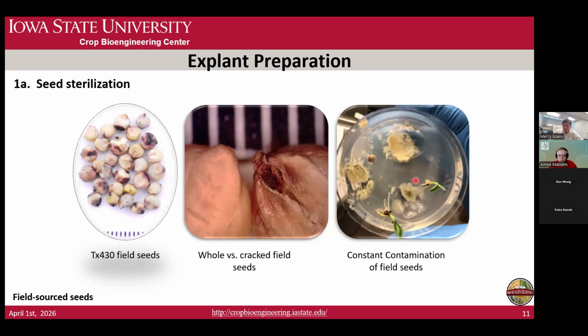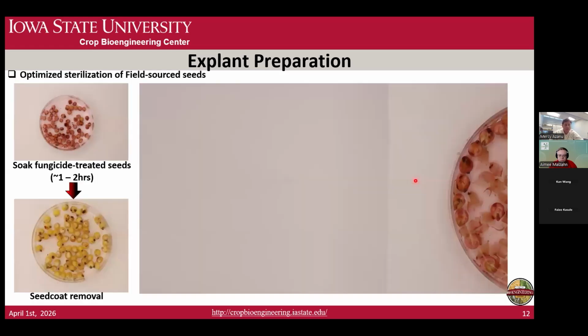So we came up with this idea now to improve our sterilization process. We also treat those seeds with different fungicides and try to remove all those surface contaminants. One thing we found is that the contaminants are not only on the outer surface. Sometimes it's inside, so we need to remove the seed coat. Once we remove the seed coat, we can go for the surface sterilization by using ethanol and bleach, and that actually removes lots of contaminants.